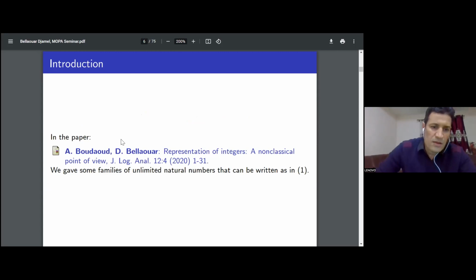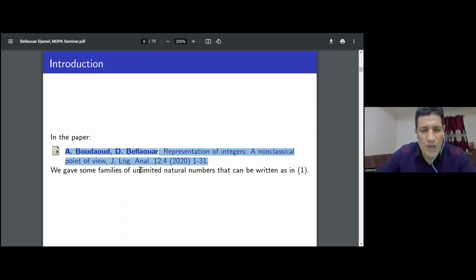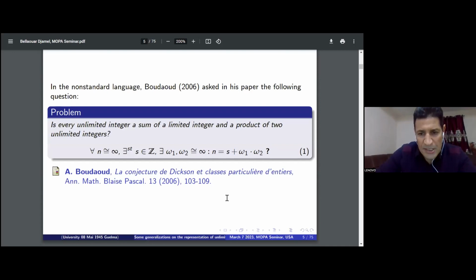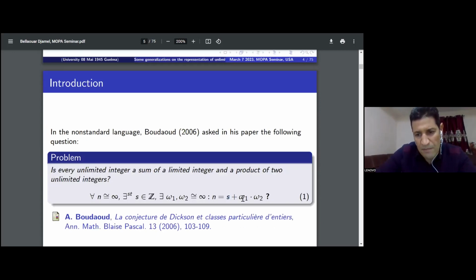Based on some notions from elementary number theory, such as divisibility, Euclid's algorithm, the sum of squares, quadratic residues, distribution of primes, etc., we gave in this paper several types of unlimited natural numbers that can be written as the sum of a limited integer s and the product of 2 unlimited integers.